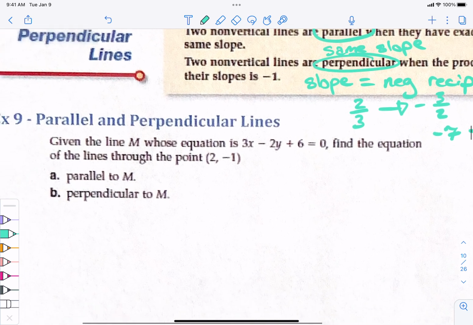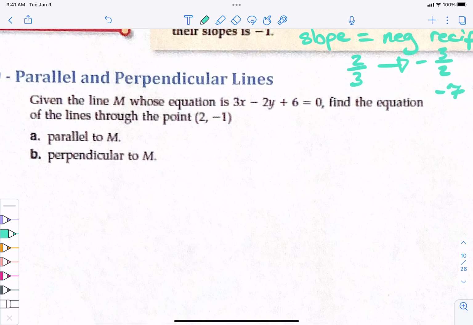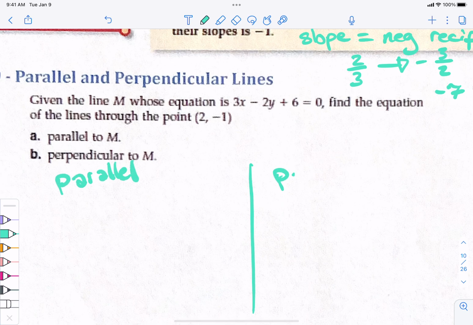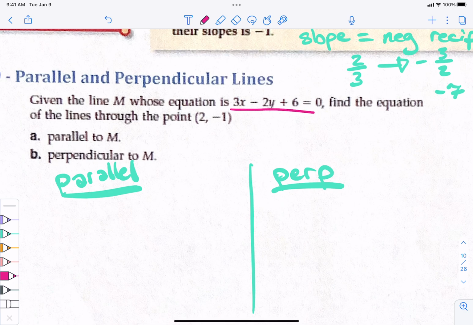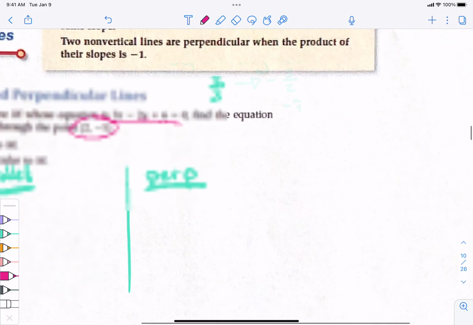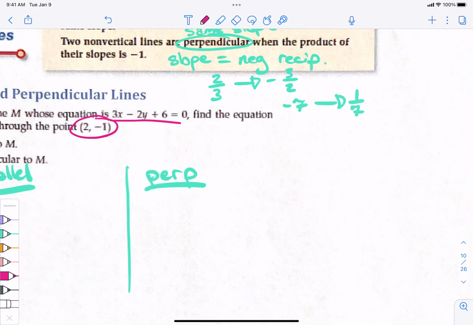Okay, so they're wanting us to do a parallel and a perpendicular line, so we're going to do parallel over here, and we're going to do perpendicular over here. Okay, here we go. Parallel, perpendicular. Now, here's the deal. They give us the equation to start with, and then they give us the point that it wants to go through. The equation that we have to start with, I don't know the slope of that.